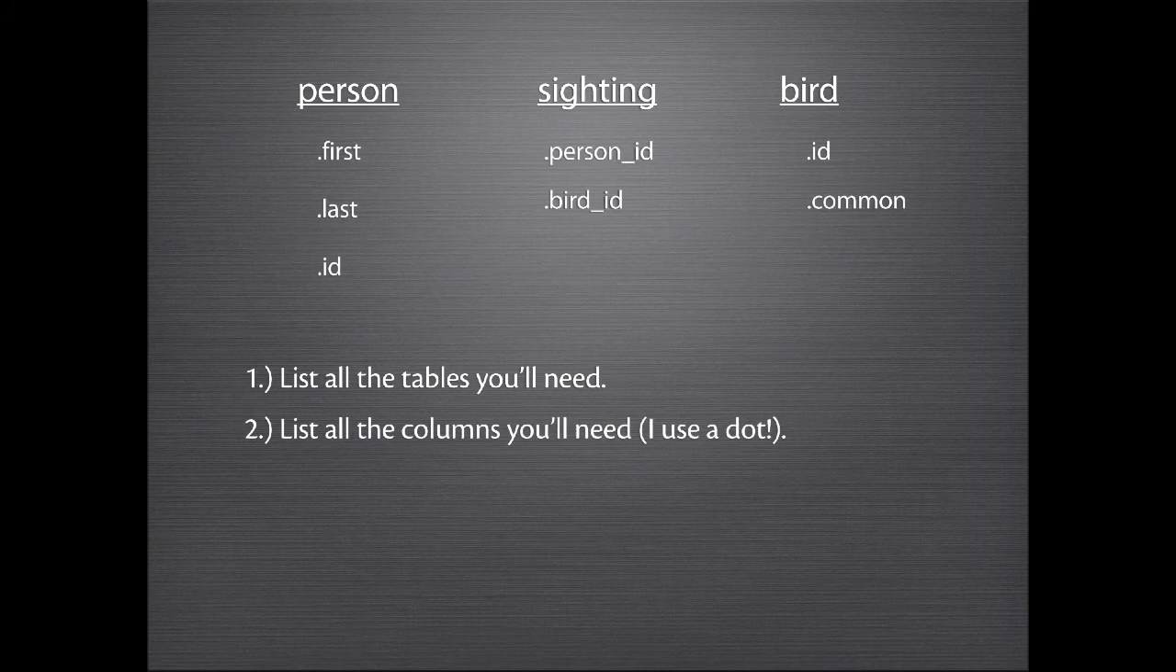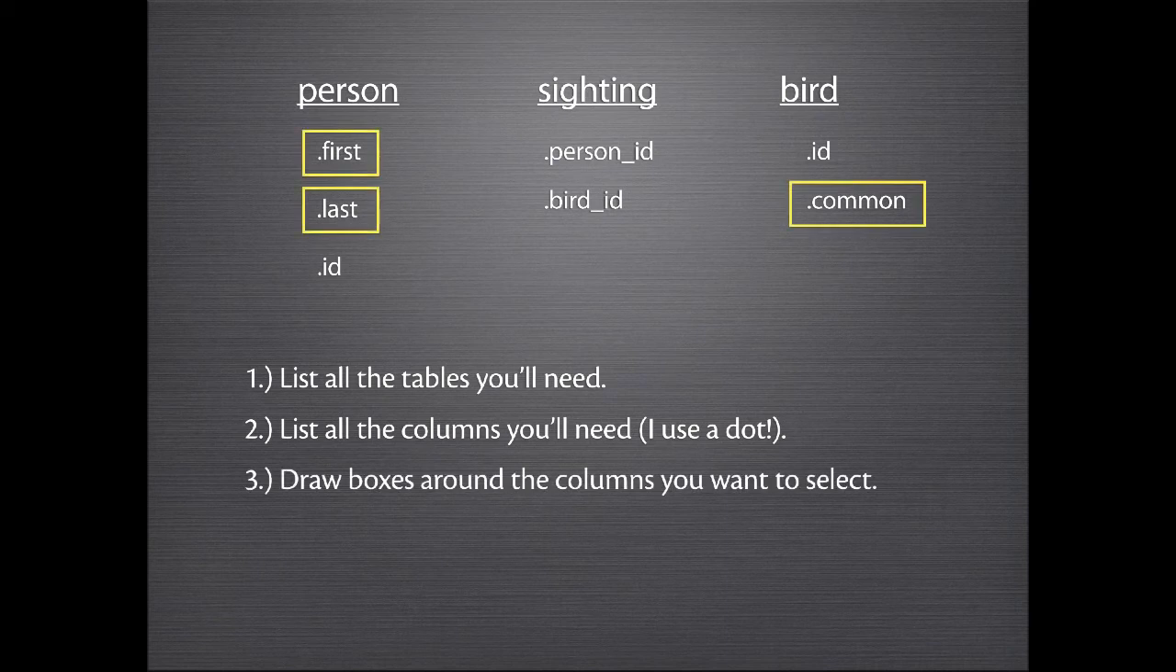And then I write down a bunch of the columns that occur in those tables. I could write down all of them or just some of them if I know I only want some of them, and I can be a little more efficient. And you'll notice that I put a dot in front of the column name. We'll see why in just a second. And then what I do is I draw boxes around the columns that I want to select. So in this example, I want to know the person's name, and I want to know the common name of the bird that they saw.